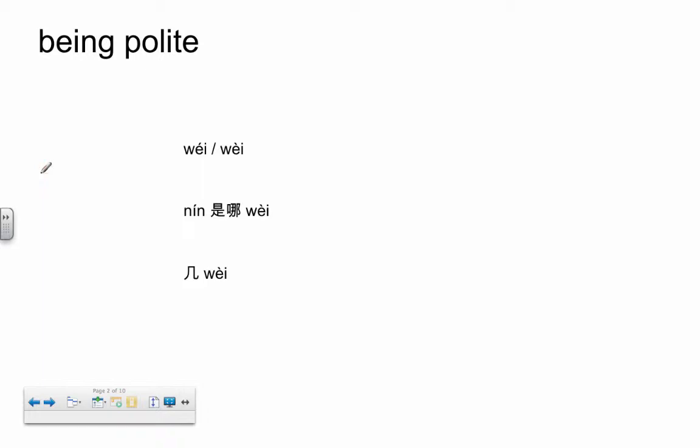A nice way then of asking someone who they are, instead of saying ni, you can say nin shi wei. And then finally, the last thing is wei. Sometimes it's used as a measure word like ji wei. So if you go to a restaurant, they're not going to ask you ji ge ren, they're going to say ji wei. And you can respond, instead of saying ge, you can respond like wu wei, or party of five, or whatever like that. Okay?